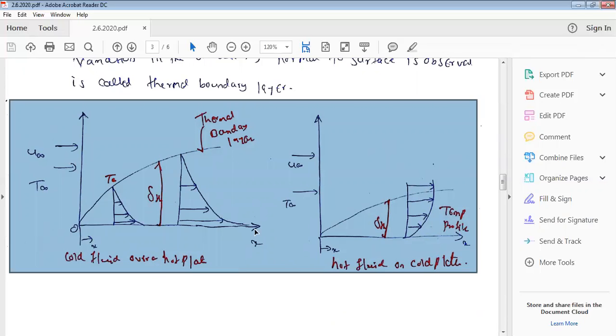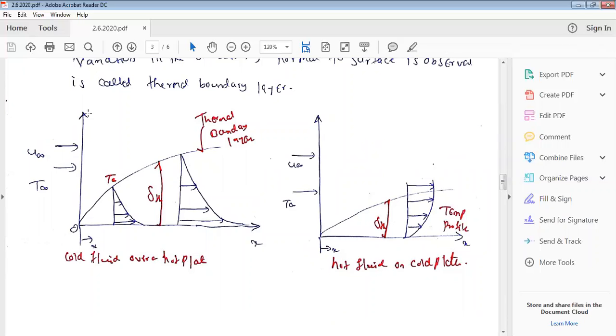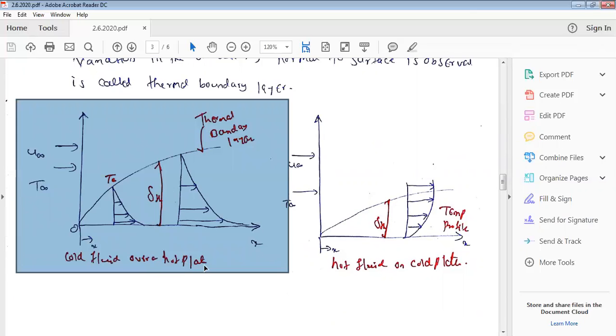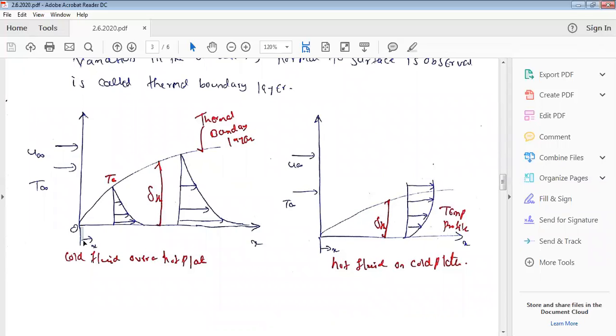Now if you look at all these two, just concentrate on this much. Only this much you take. Now see this one. What is the graph there? What is the natural velocity? This is the Ts surface. This is a plate, a horizontal plate. This is Ts. And that's why here we have a cold fluid on a hot plate.